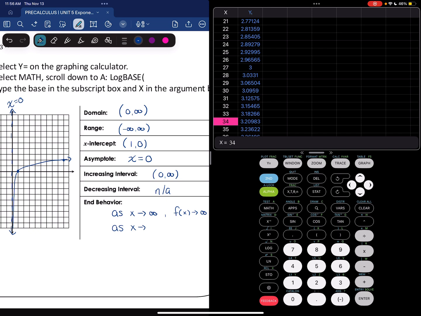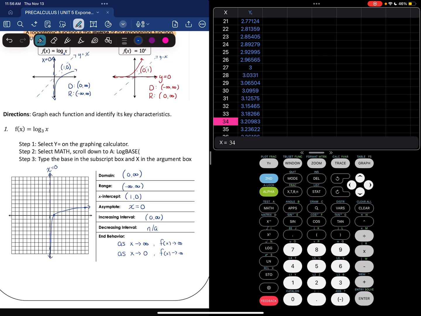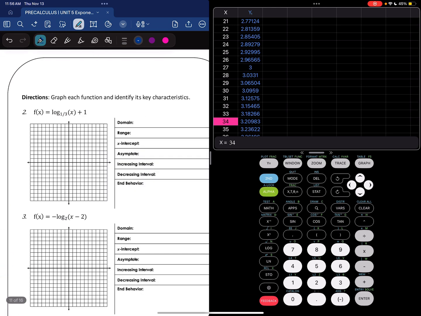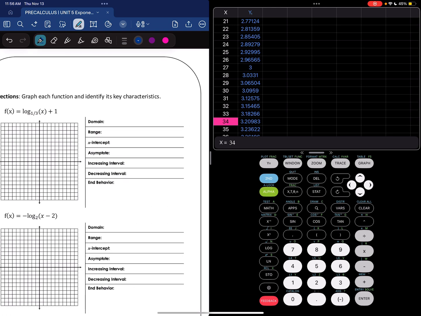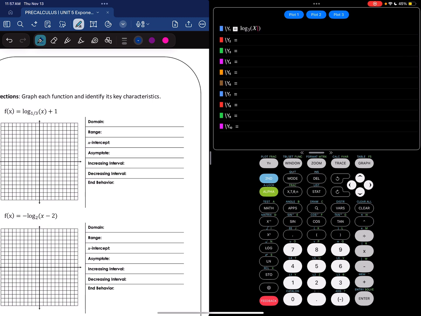We actually are only approaching where our asymptote is, and that's as x approaches 0. And as x approaches 0, this function is approaching negative infinity. So that's one example of identifying key features for a logarithmic function. Let's do just a couple more here. This function is very similar, so we should be able to just come in here and edit it.